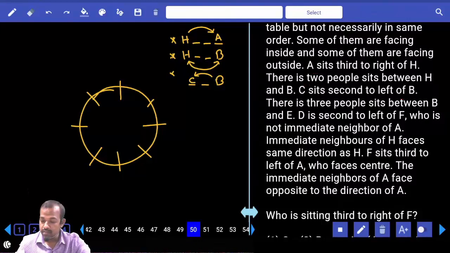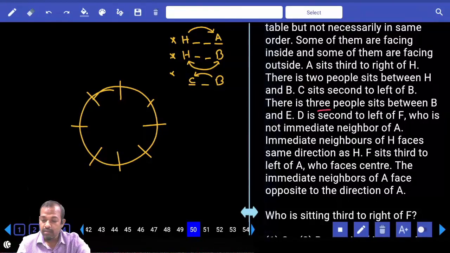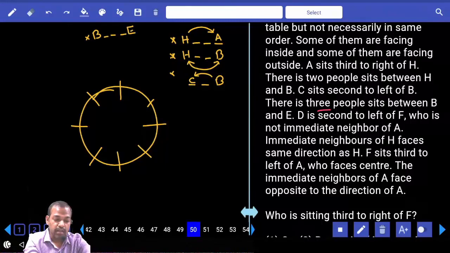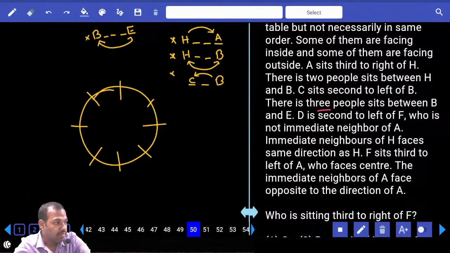Next one. Three people sit between B and E. Now tell me, between B and E, how many members are there? Three members. In this case, you will get two possibilities, or not? B can be before E or E can be before B. So three persons sitting between B and E means definitely these two persons will be opposite, or not?